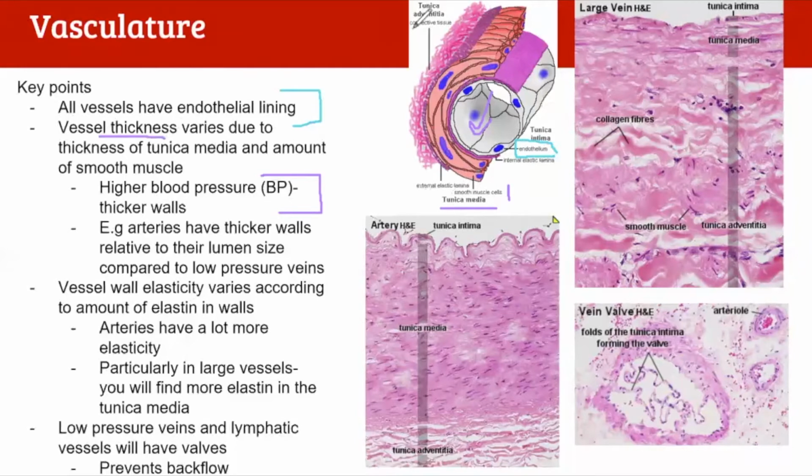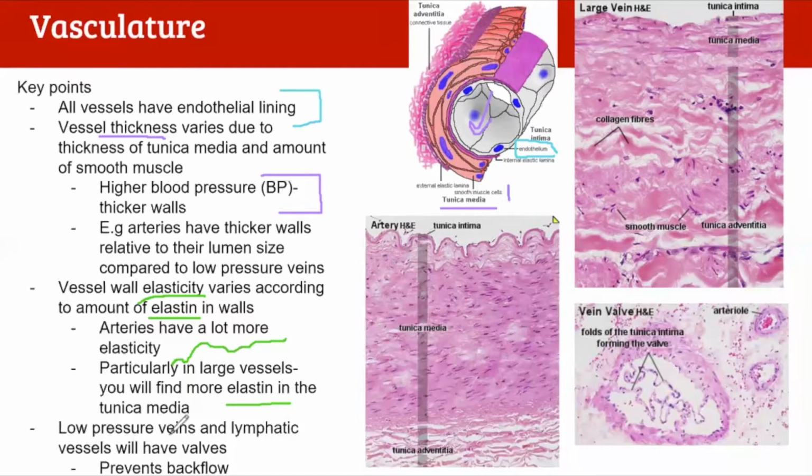The next thing we want to have a talk about is vessel wall elasticity. How stretchy is it? And that is dependent on the amount of elastin it has. So arteries will have a lot of elastin. Elastin is like nice and squiggly, like comes in lines and whatnot. Layers of squiggly lines. You'll notice in large vessels, you'll find more elastin in the tunica media. Again, that's where you're going to find that thickness variation. It's going to be in the tunica media, and you'll find elastin there.